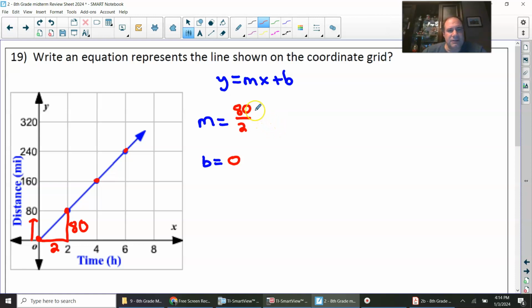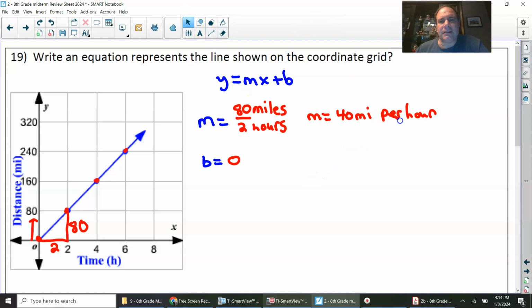And that means this is, by the way, this is miles. 80 miles and 2 hours. So 80 divided by 2 is 40 miles per hour. Right, and that is the answer for that.